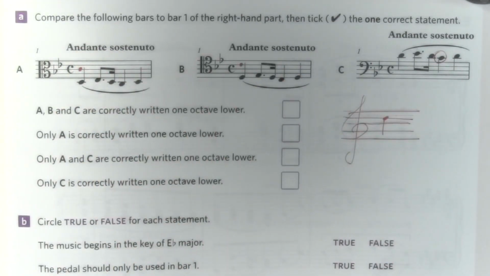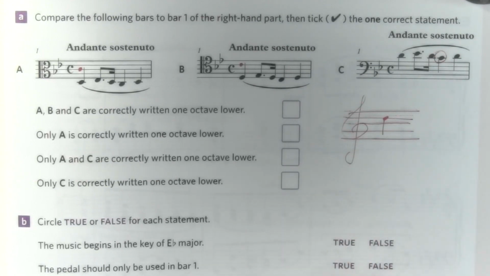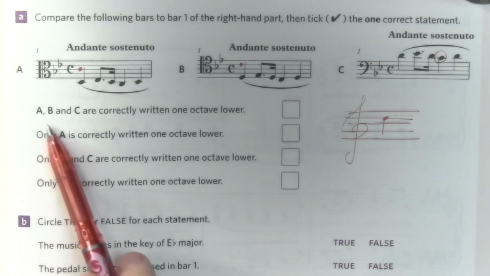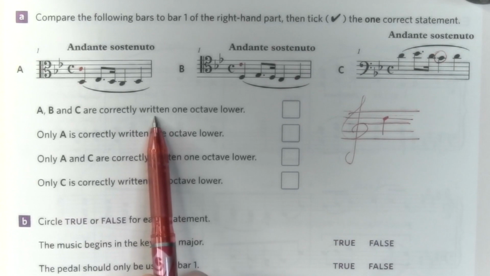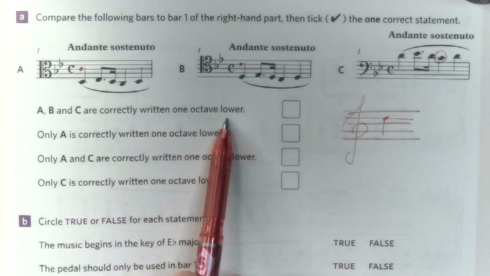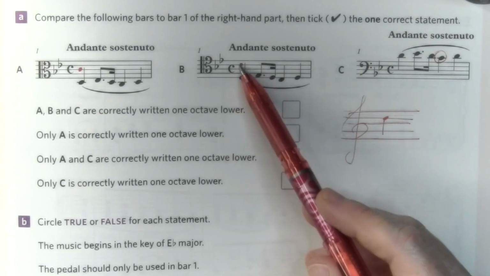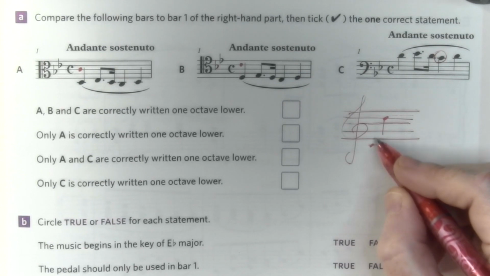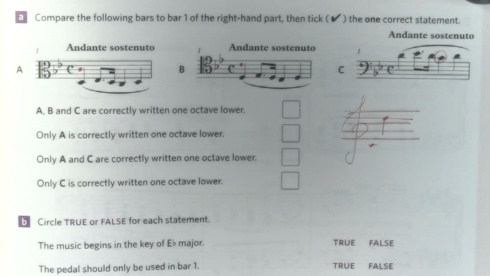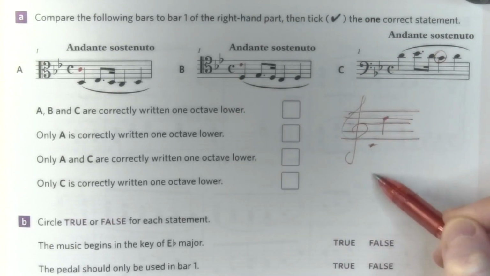So none of them are the same pitch as the original score. But let's see. A, B and C are correctly written 1 octave lower than this note. Okay, so middle C in the treble clef would be here. These notes are 1 octave lower than that.